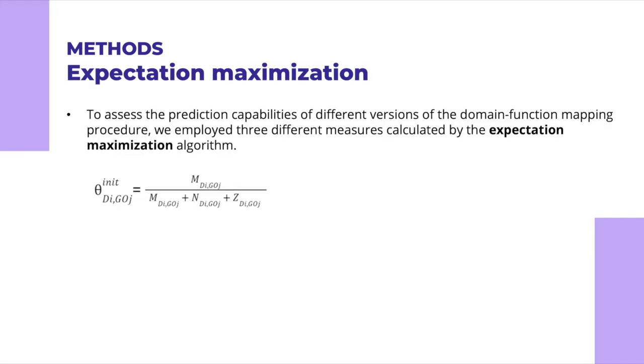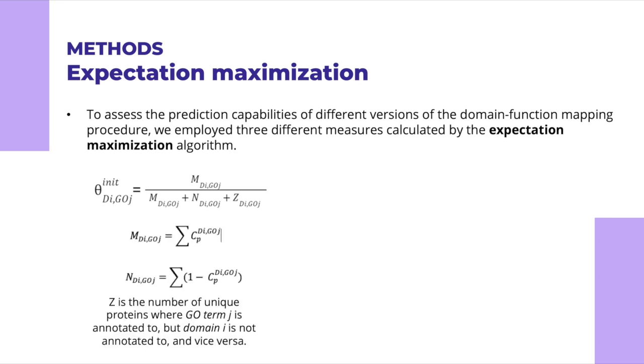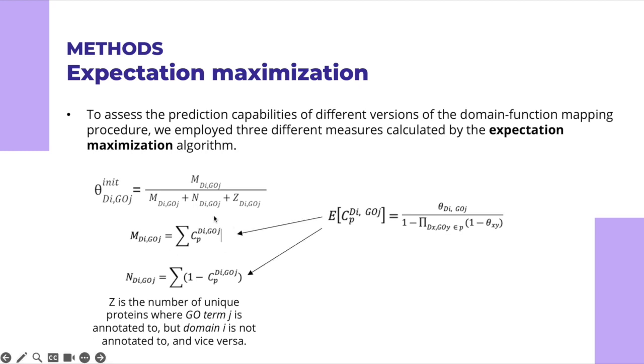To evaluate the prediction capabilities of different statistical association scores for domain function mappings, we utilized three main association scores calculated by the expectation maximization algorithm. The first score, abbreviated as theta-E, provides an initial estimate of the probability of association between a domain and a GO term. Through multiple iterations, the EM algorithm refines this initial estimate by calculating various submeasures. These submeasures include factors like the number of proteins co-annotated with domain E and GO term J.